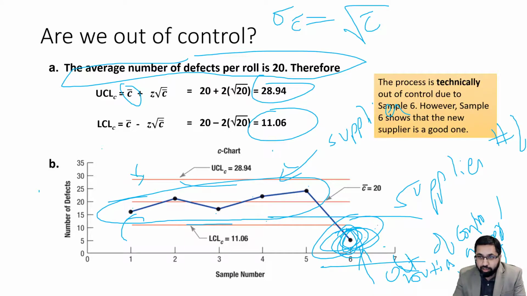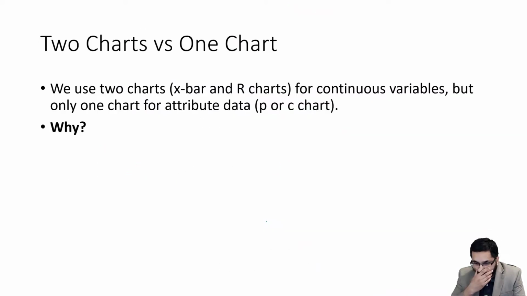So the process is technically out of control due to sample 6. However, sample 6 shows that the new supplier is a good one. So maybe we want to switch to that one.